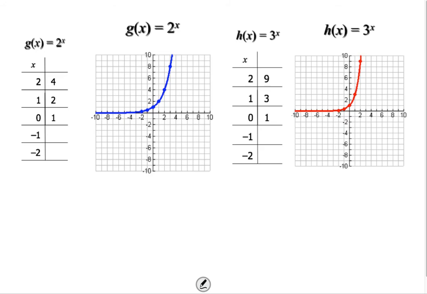All right, so we've got some here and they're graphed out: 2, 4, 1, 2, 0, 1. You've got h of x there is 2, 9, 1, 3, 0, 1. Just kind of looking those over, you can see how they're graphed out. You can see that the y values there are a lot bigger than the y values for the 2 to the x. The y values for the 3 to the x are a lot larger values there. So that's another way that you can tell that it's going to end up being a steeper graph. So I just wanted you to see some of those values being compared to each other there.